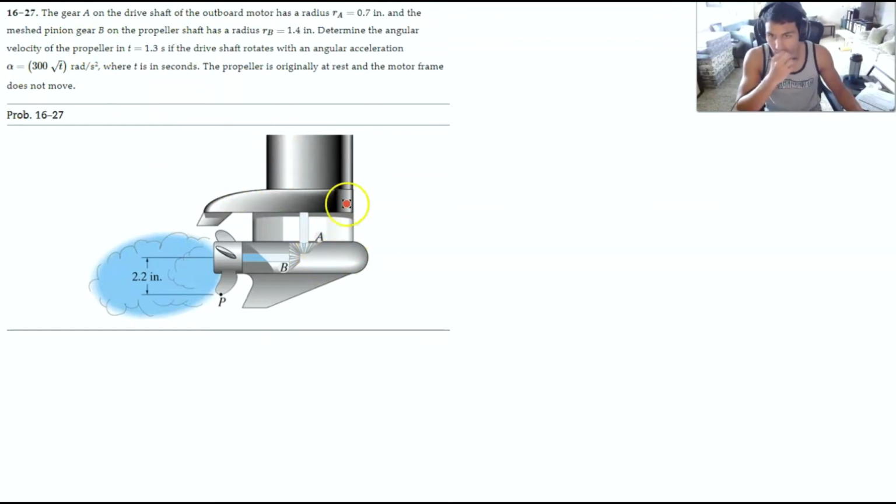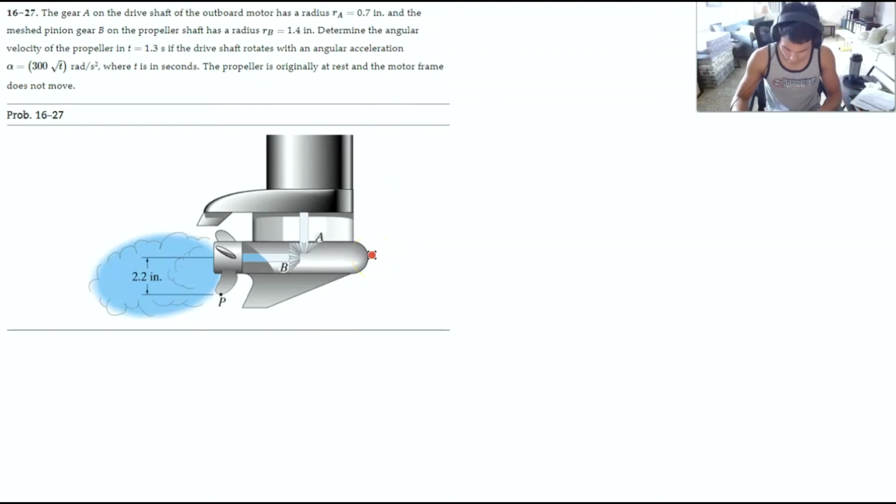As we can see, when RA turns like that, this will move, creating RB to move, and then when RB moves, it moves point P, and then the boat can move. So that's how this stuff works. If we read the problem, we can see that they want us to find the angular velocity of the propeller. So we want to find the speed at which this is rotating. And then we're given its acceleration, and we know that it also starts at rest.